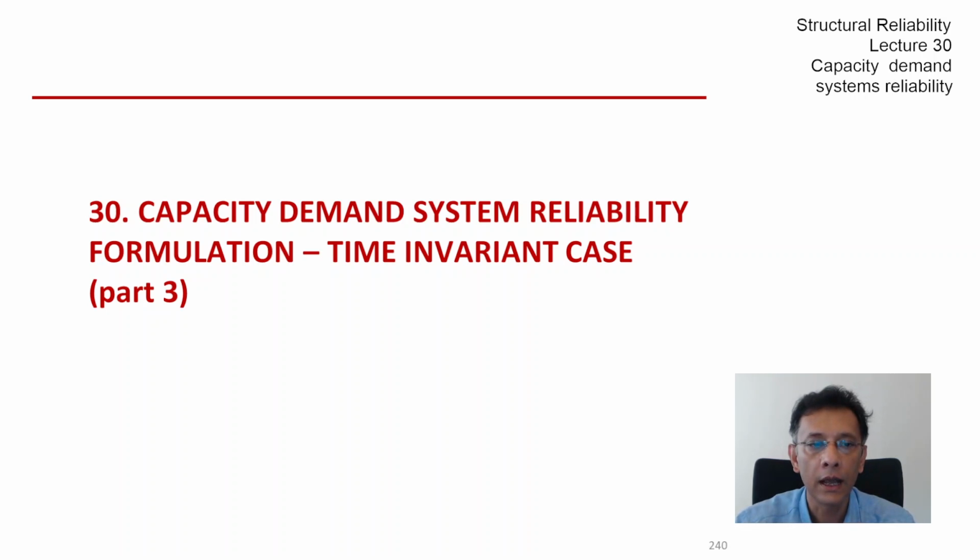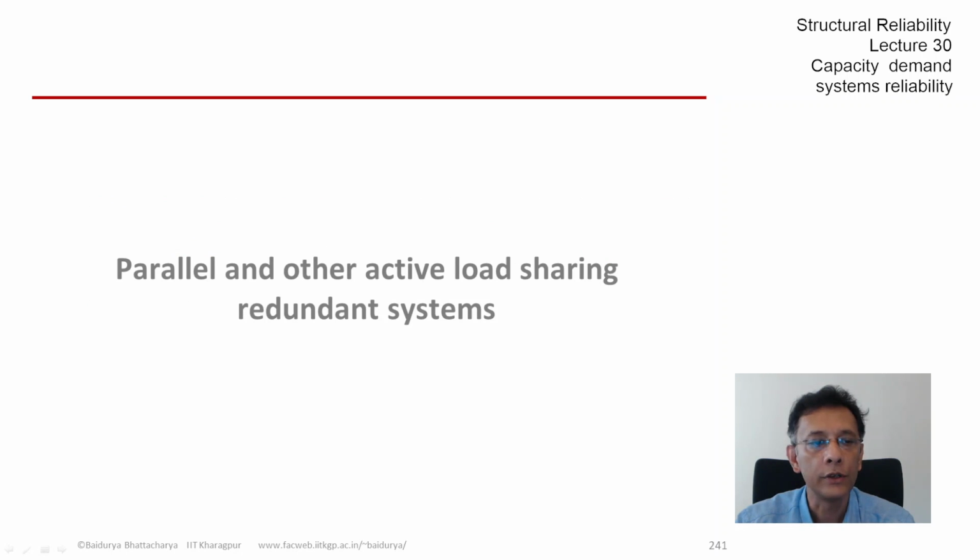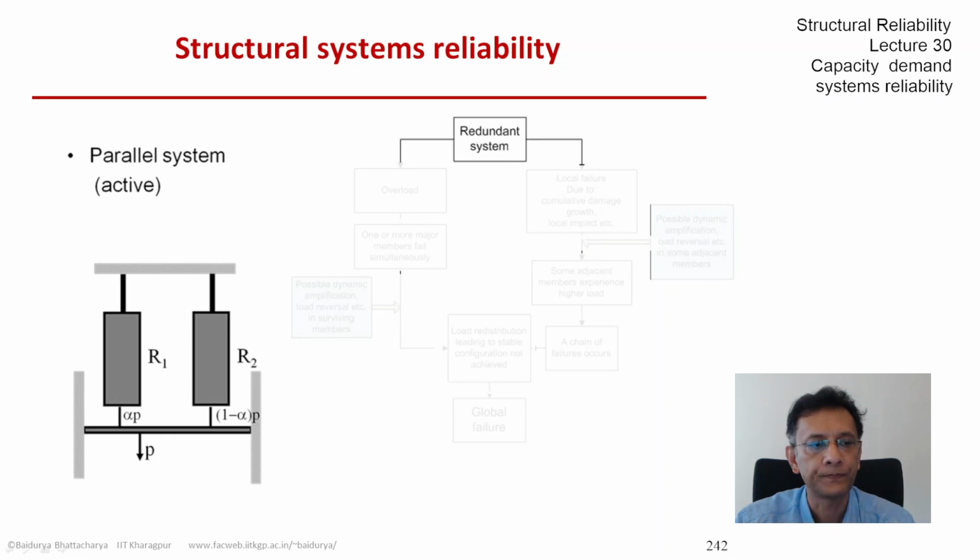In this last lecture on systems reliability, we are going to look at parallel and other active load sharing redundant systems. Let's see what interesting features these sorts of systems have.